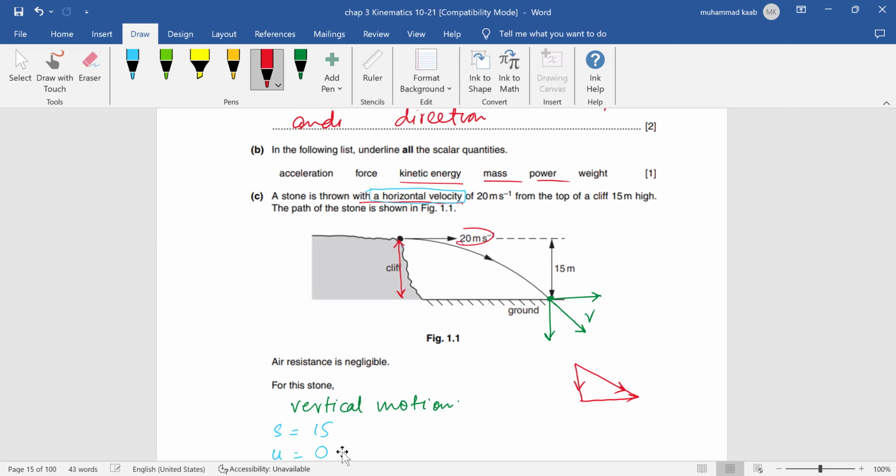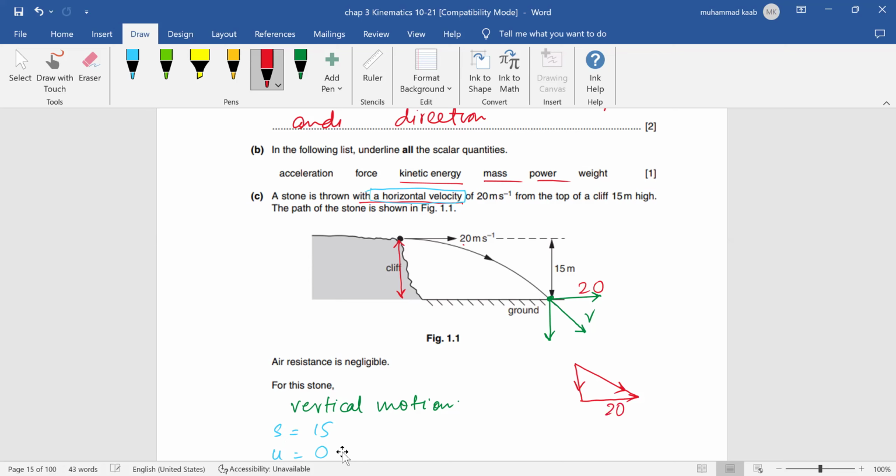And what will be our horizontal velocity? The initial horizontal was 20. Will that be the same at the final point? Yes, sir. Any reason for that? Because there's no air resistance. Very good. No air resistance means no deceleration, so it will be constant throughout.